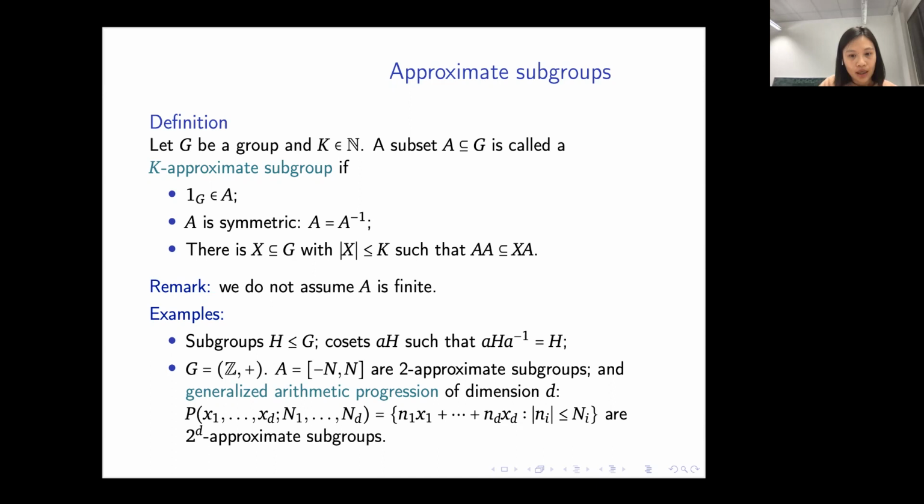And in abelian groups, for example in the integers, the typical approximate subgroups are intervals or generalized arithmetic progressions. So what are generalized arithmetic progressions? They are of the form: a generalized arithmetic progression of dimension D is the following set generated by generators X1 up to XD. You can write the sums of X1 up to XD, and you use Xi at most Ni times, where Ni are just some bounded natural numbers. And these will be 2 to the D approximate subgroups.